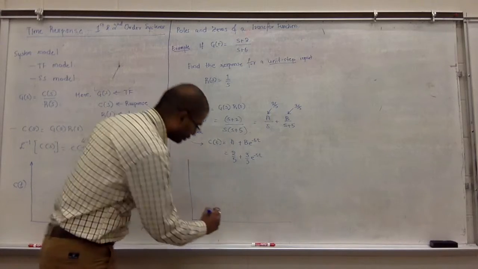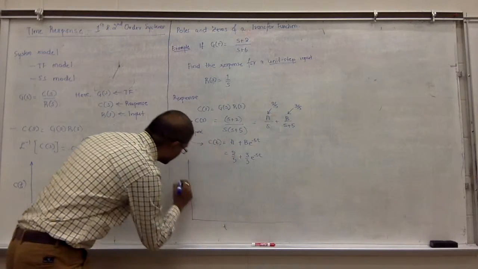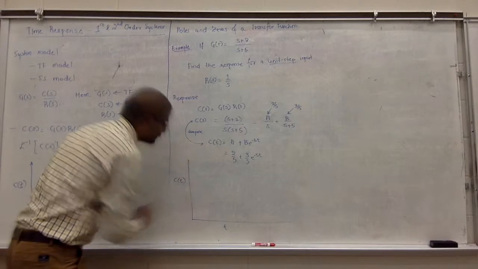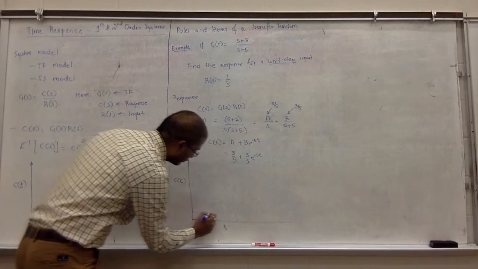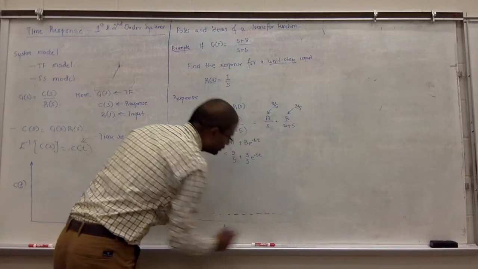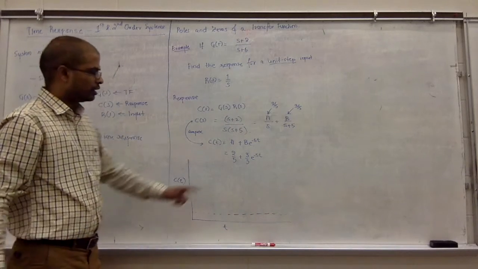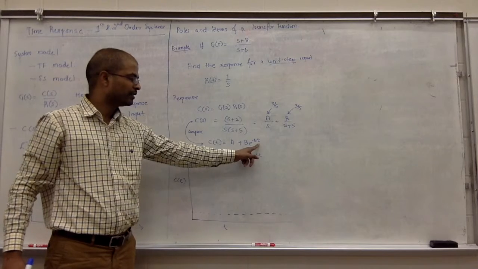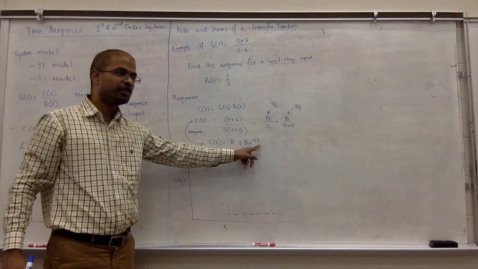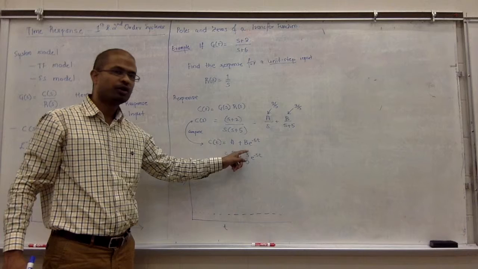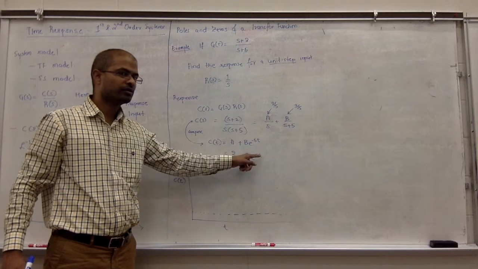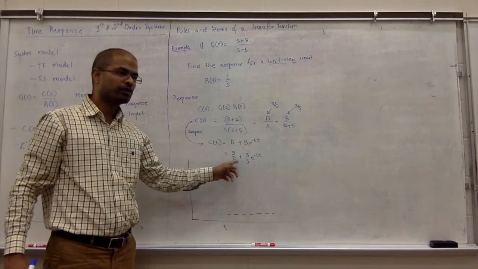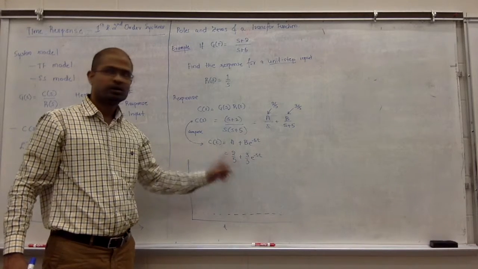So if you look at this, this is t and this is your c of t. We'll mark this 2 over 5. The maximum value would be, when time is 0, this will be 3 over 5, because e to the power of 0 is 1. So 3 over 5 plus 2 over 5 is 1.